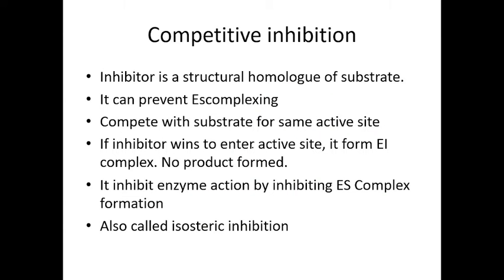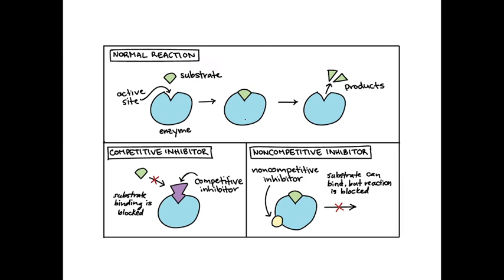First is competitive inhibition. What is competitive inhibition? The inhibitor is almost similar to the substrate, structurally homologous to the substrate. It can prevent ES formation. ES means enzyme substrate complex formation is prevented. Why? Because the inhibitor is acting on it. Look at this one: you have an enzyme, you have a substrate, and an enzyme substrate complex is formed and EP is also formed.